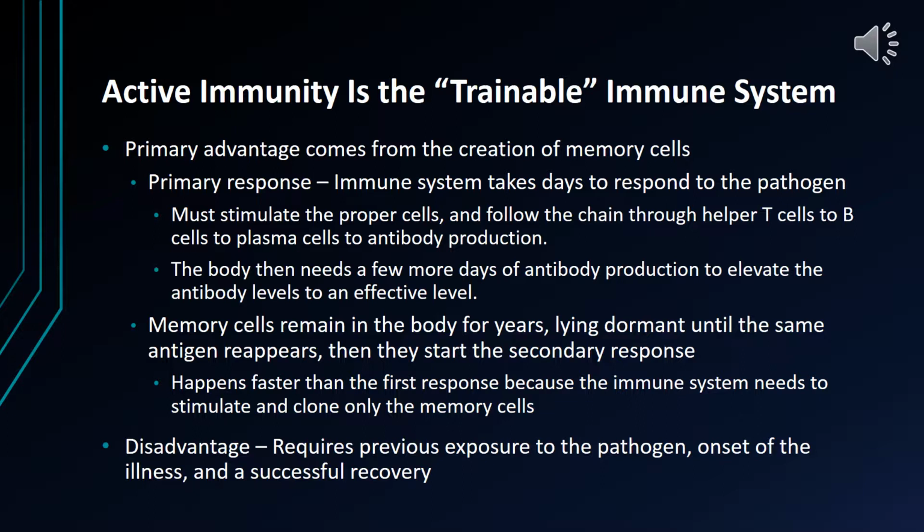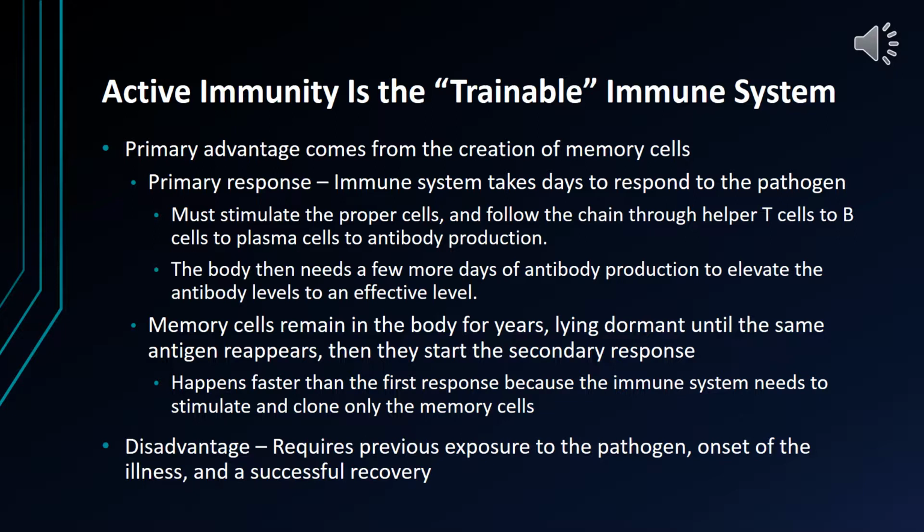The body then needs a few more days of antibody production to elevate the antibody levels to an effective level such that we can finally completely destroy the pathogen. These memory cells then remain in the body for years, lying dormant until the same antigen reappears, and then they can start the secondary response. And this secondary response happens much faster than the first response because the immune system needs only to stimulate and clone the memory B cells.